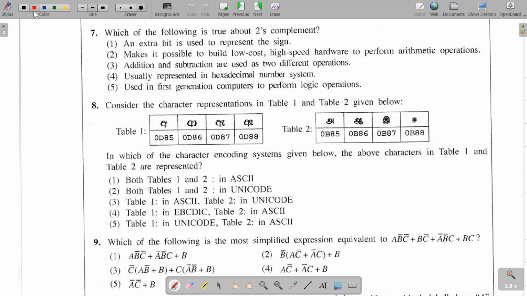Right? So in sign magnitude and 1's complement, if you got 8 bits, this is called the sign bit and it only represents the sign.